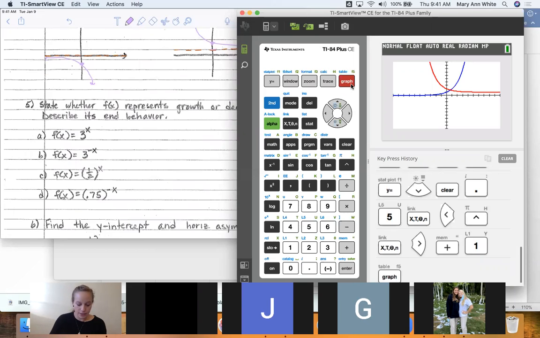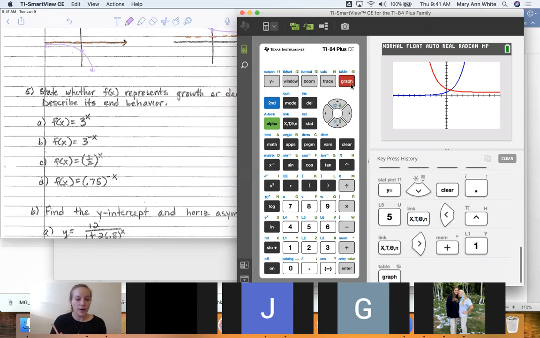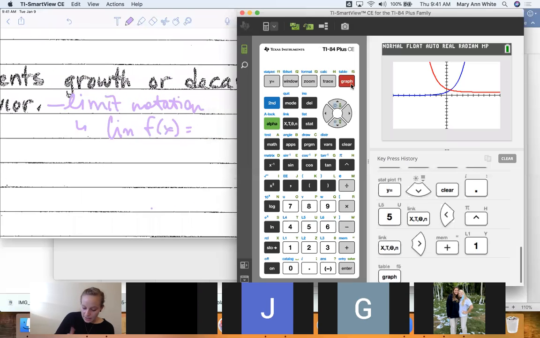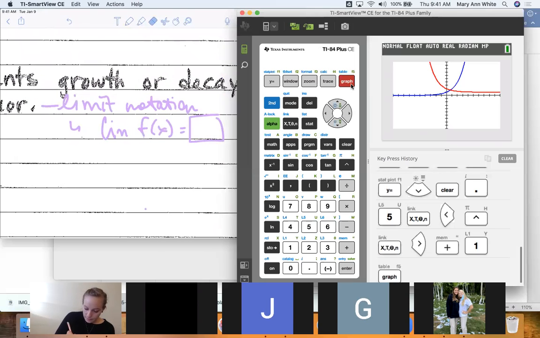Okay, we're doing similar stuff now with number 5. It says state whether f of x represents growth or decay, and describe its end behavior. So we're gonna look at graphs again, and we're gonna look at end behavior. We're gonna use our limit notation for that. The limit notation, we did briefly last unit. We write the limit of f of x equals, and it will be like some number. Most of the time it's 0, 1, 2, or positive or negative infinity. And we have to do x approaches negative infinity and x approaches positive infinity. So we'll look at that in 1 second.